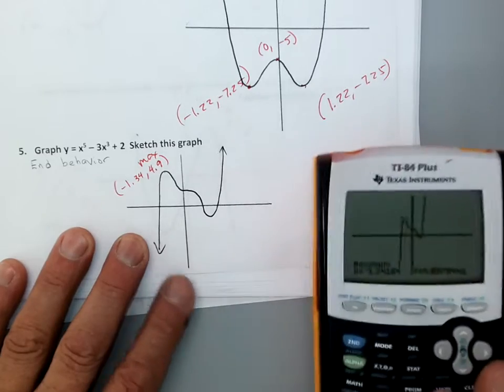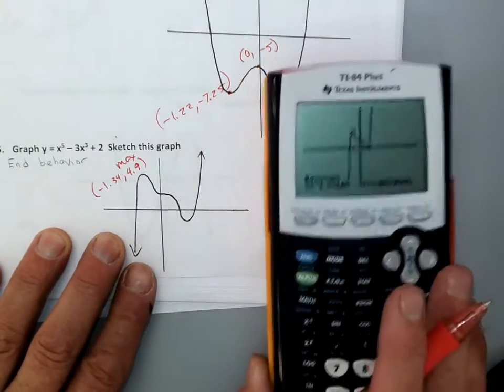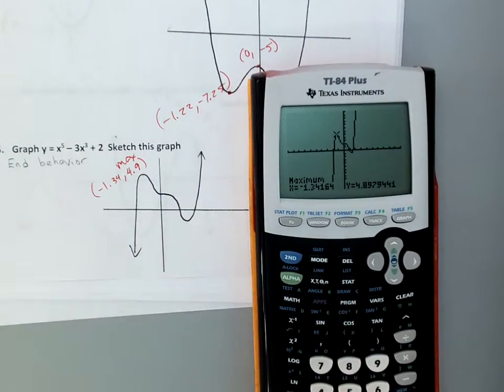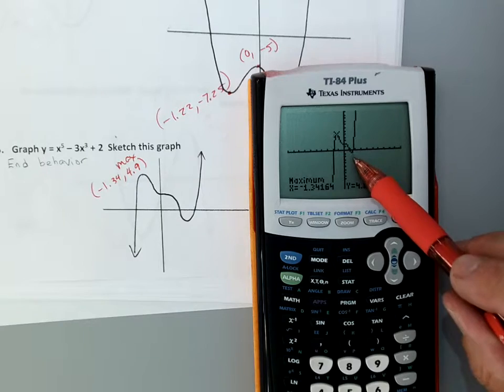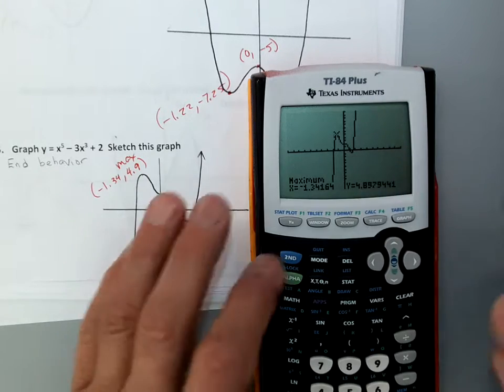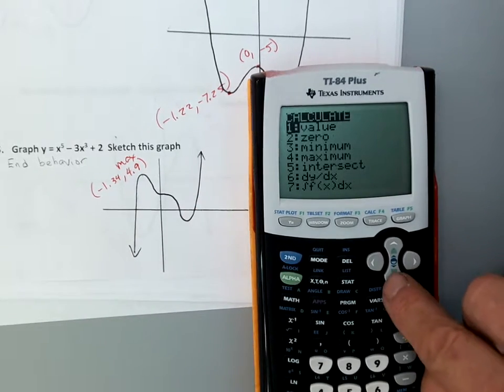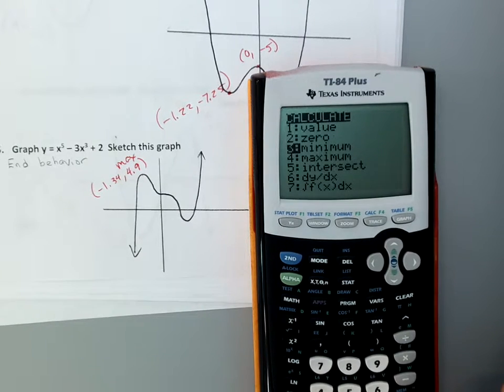How is that, Nikolai? Better? So let's do the minimum, okay? And I'll wait for you. Let's do the minimum, okay? Okay, so to do the minimum, my minimum is that point right there, correct? So we're going to go to second calculate minimum, okay? Nikolai, how am I doing? Good, just keep going.